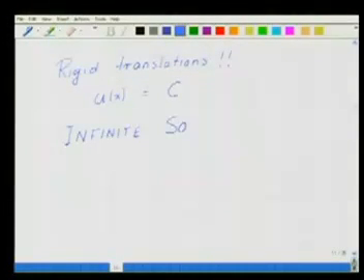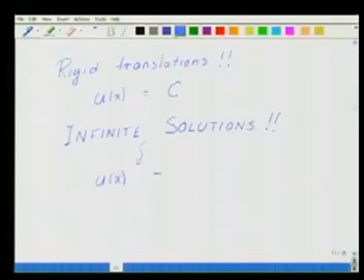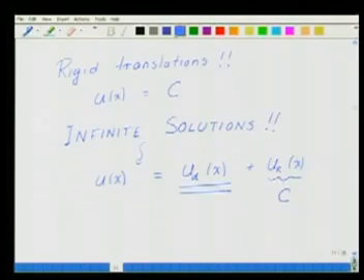Okay, because so many solutions are available. What do we mean by that? Infinite solutions, which will be of the form u(x) equal to, I will call it u deformation of x, plus u rigid of x, that is plus c. The second part corresponds to the rigid translation, and it could be anything, a constant c, and the first part is the one which leads to non-zero stresses and strains in the bar.